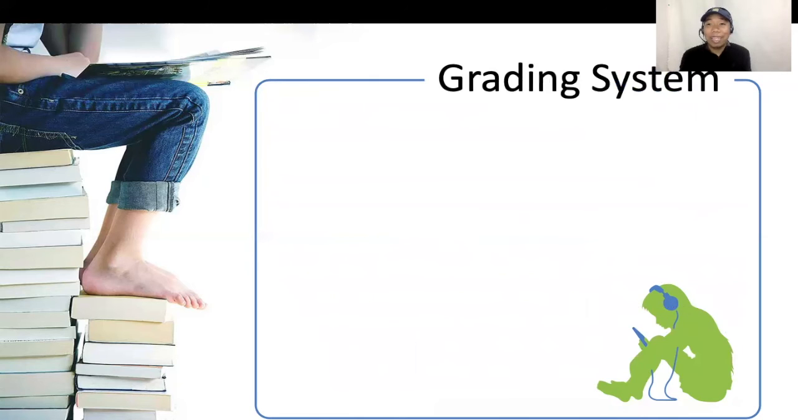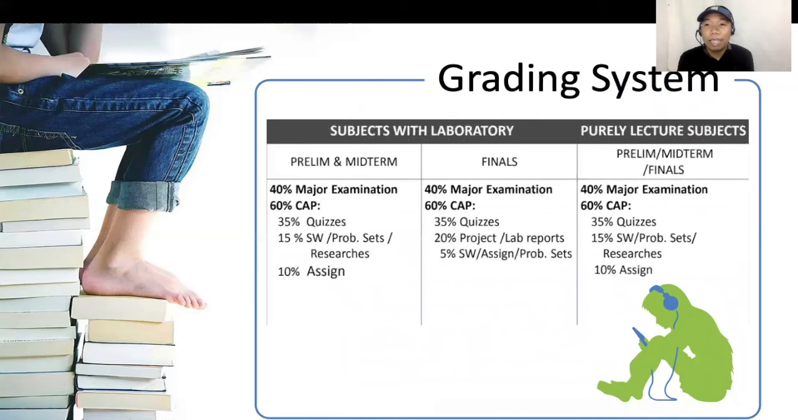Now let's go to the grading system. Since advanced engineering mathematics is a purely lecture subject, we will be following this grading system. 40% will be for your major examination, and 60% of your grade will be coming from your quizzes, seat works, and problem sets.